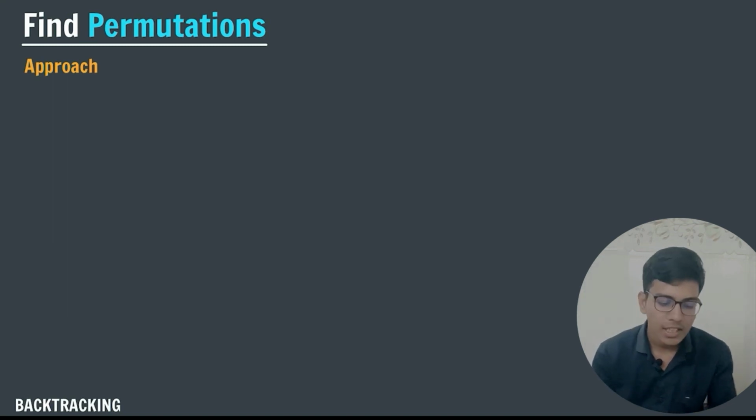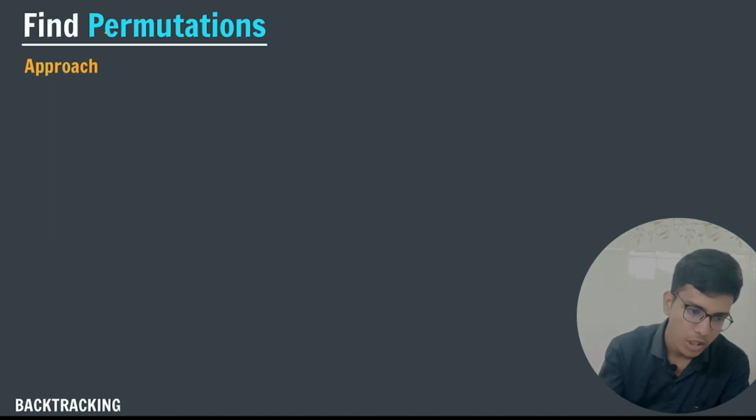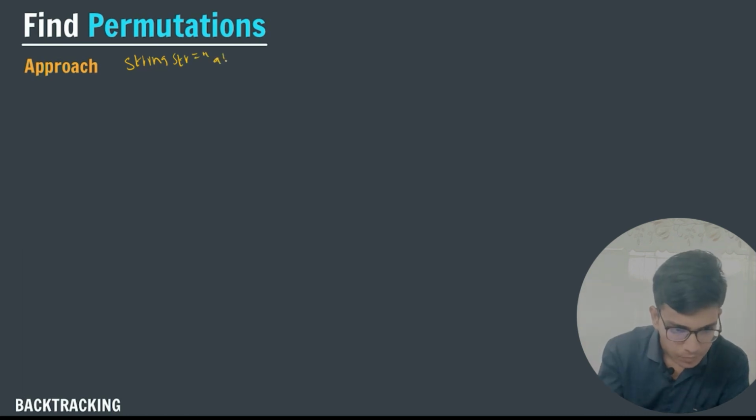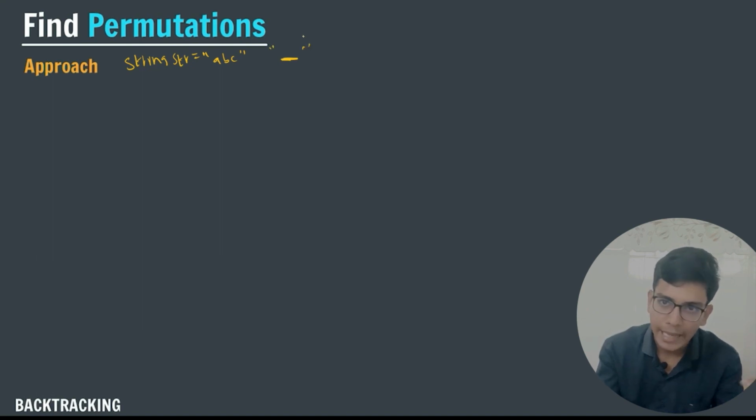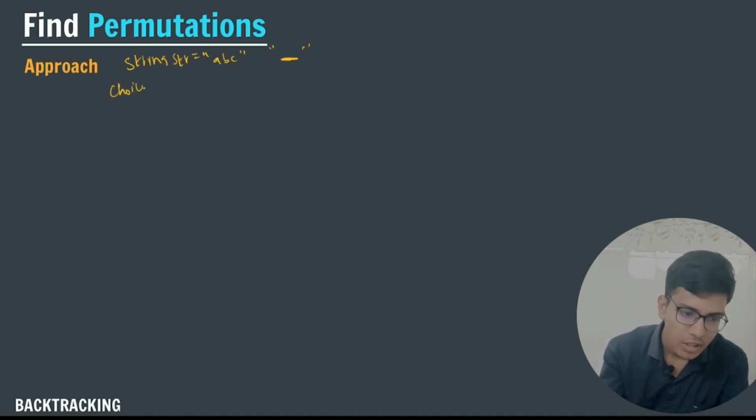Now let us talk about how we can do this particular question. The given string is str equals abc. To do this question, I am creating an empty string, which I am representing with a blank space. Now what I told you is that we need to make choices, choice making at each recursion step.